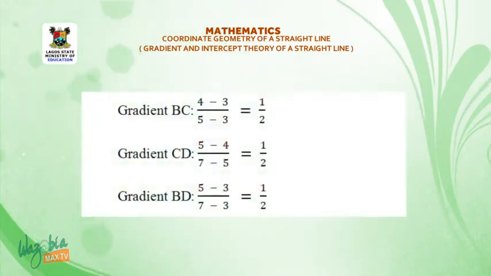Gradient BC is 4 minus 3 all over 5 minus 3, which is equal to half. Gradient of CD is 5 minus 4 all over 7 minus 5, which is equal to half. Gradient of BD is equal to 5 minus 3 all over 7 minus 3, which is equal to half.